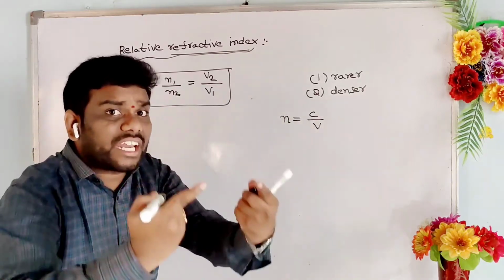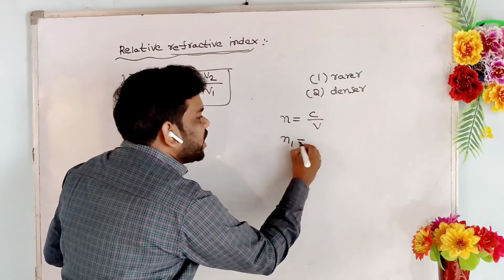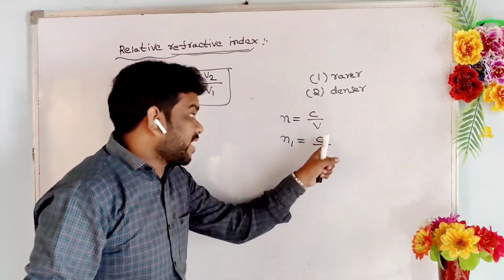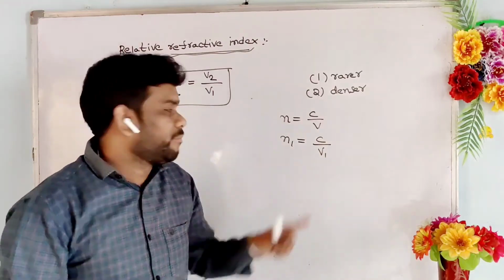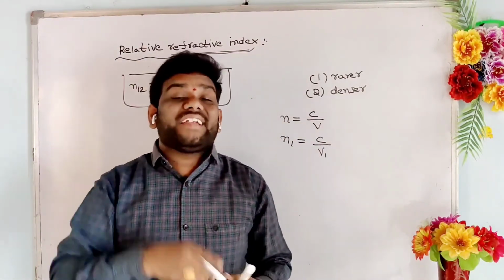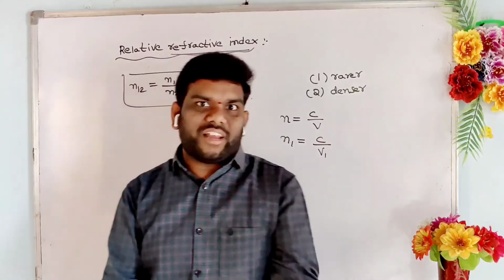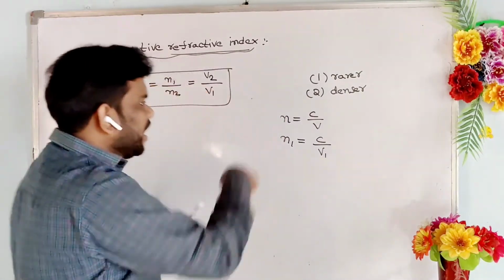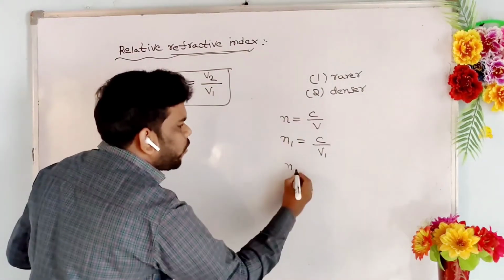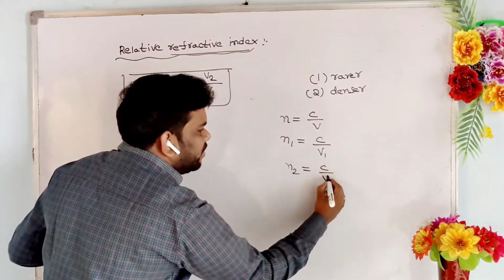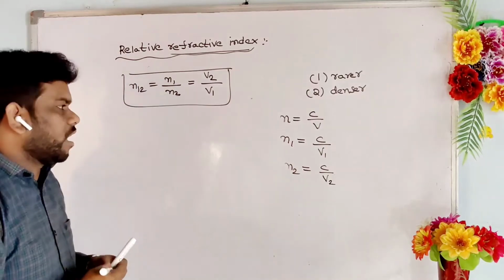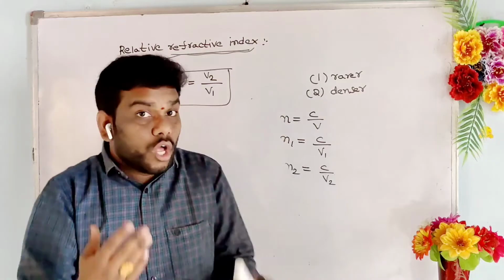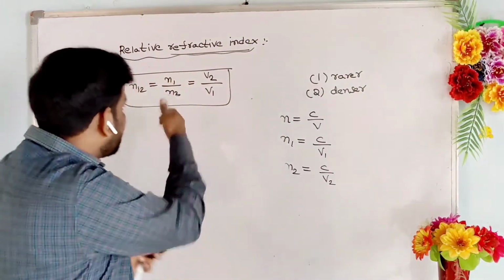Similarly, what is n1? n1 is equal to c by v1. You may doubt why I didn't put 1 for c here. Because c is the speed of light in vacuum. It is a constant value. Yes, that's why c is c. Similarly, what is n2 based on this formula? n2 is equal to c by v2. n1 is equal to c by v1, n2 is equal to c by v2. Now substitute these values in this equation.